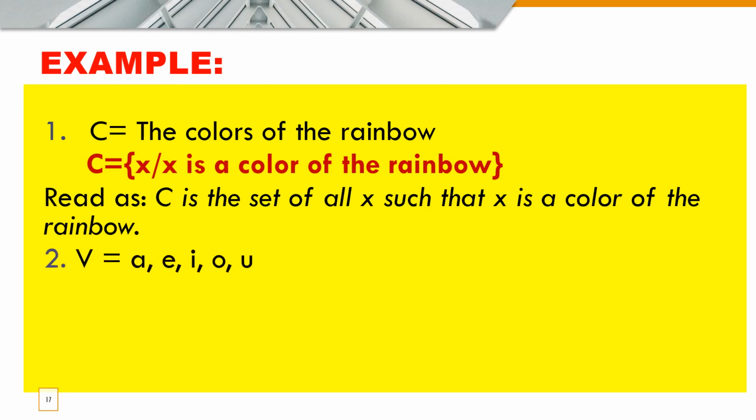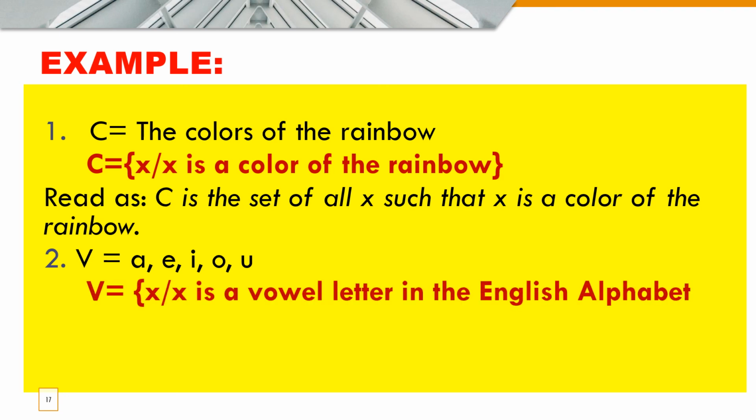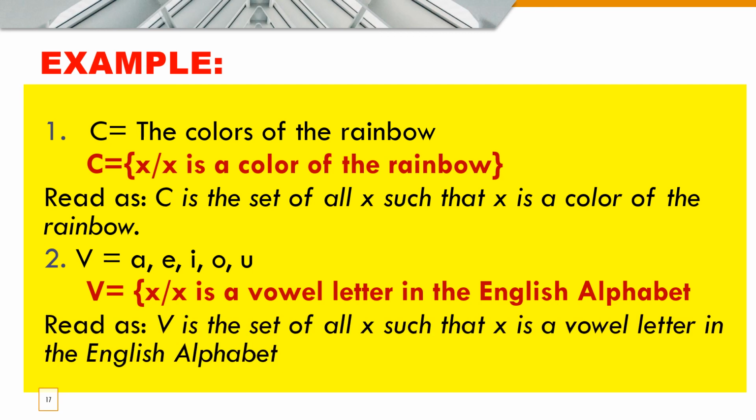Next example, V. We have here A, E, I, O, U. You notice that the given is written in listing form. So how do we write this one in set builder notation? We have V equals, open braces, x such that x is a vowel letter in the English alphabet, then enclose it in set braces. How do we read this one? We read this as V is the set of all x such that x is a vowel letter in the English alphabet.